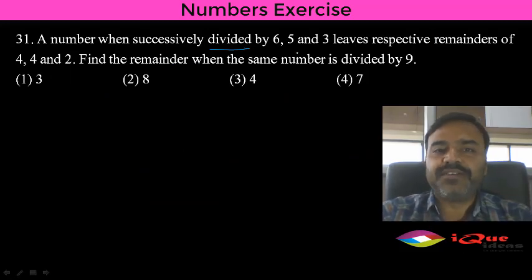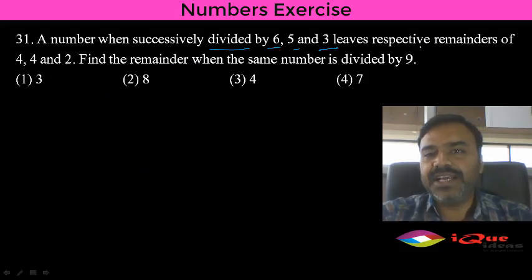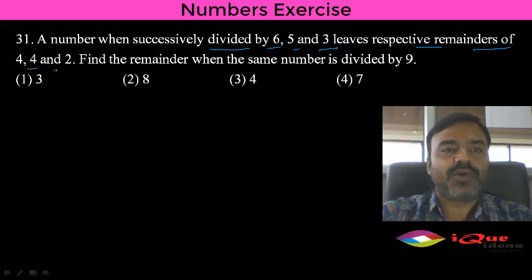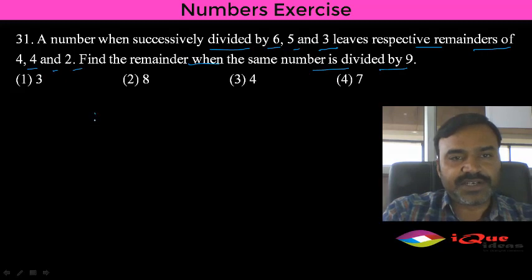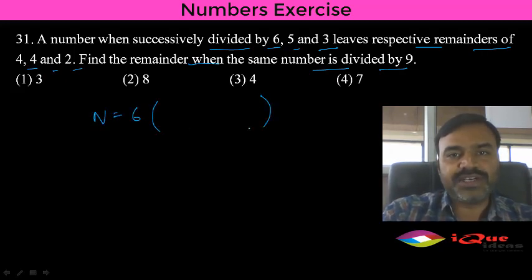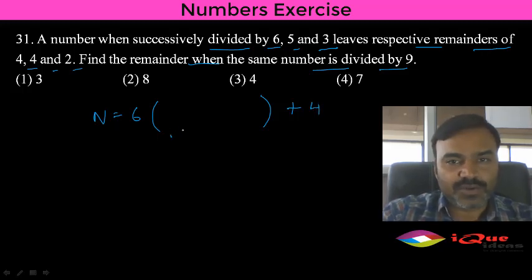A number when successively divided by 6, 5 and 3 leaves respective remainders of 4, 4 and 2. Find the remainder when the same number is divided by 9. Perfect. So the first division: number equals divisor 6, quotient is something, plus remainder 4. Now this quotient is divided by a new divisor 5, so this can be written as 5 into a new quotient plus remainder 4 again.